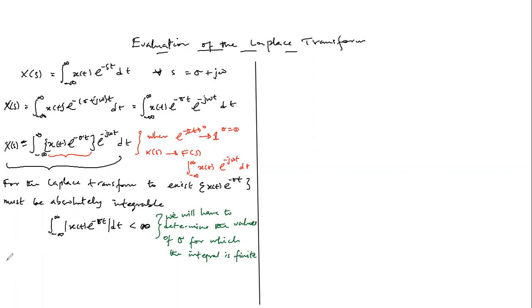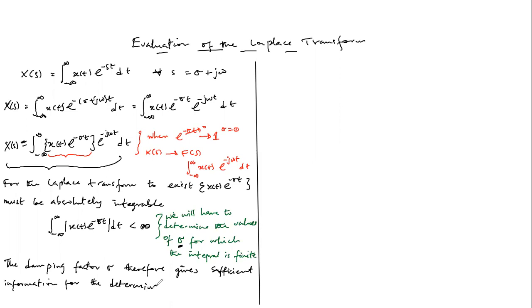Okay? So in other words, since we have to figure out the values of sigma, the damping coefficient, for which the Laplace transform will be finite, the damping factor sigma therefore gives sufficient information for the determination of the region of convergence.